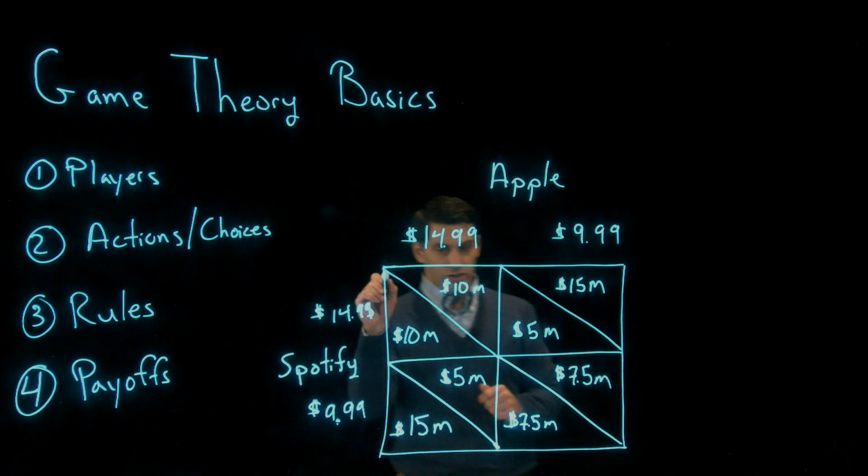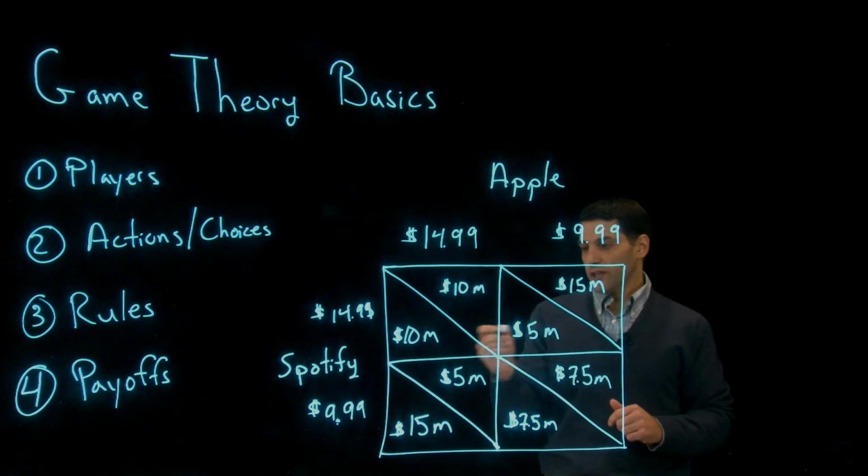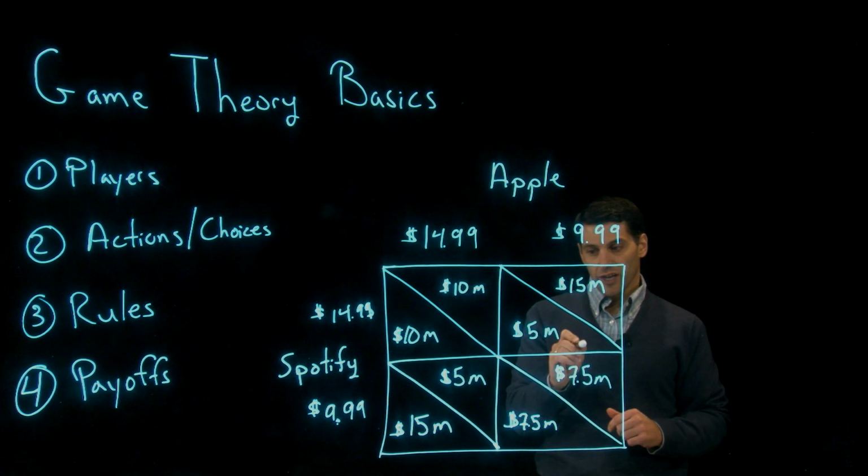The payoffs are given in the different cells. The way you should read this is in this upper left-hand cell: these are the payoffs when Apple sets its price at $14.99, and Spotify also sets its price at $14.99. The upper half of this cell gives you the payoff to Apple. So Apple will get $10 million. Spotify will get $10 million in profits as well. Come over here to this cell. This is the case where Spotify charges $14.99 and Apple charges $9.99. In this case, Apple's profits are going to be $15 million and Spotify's will be $5 million.